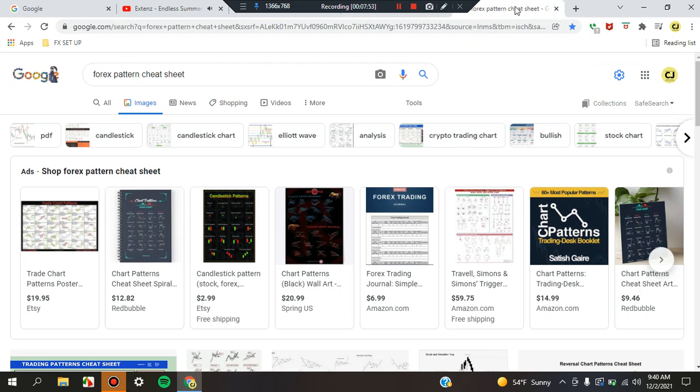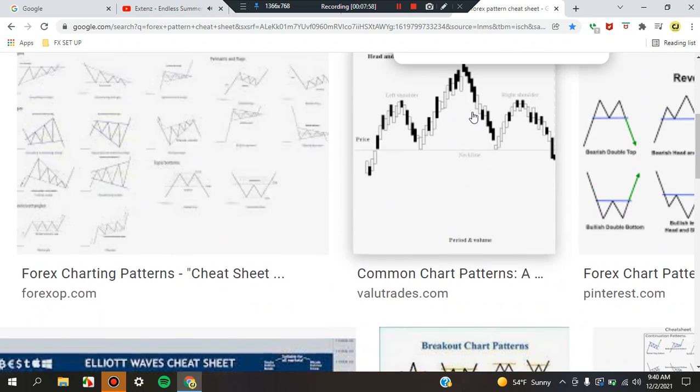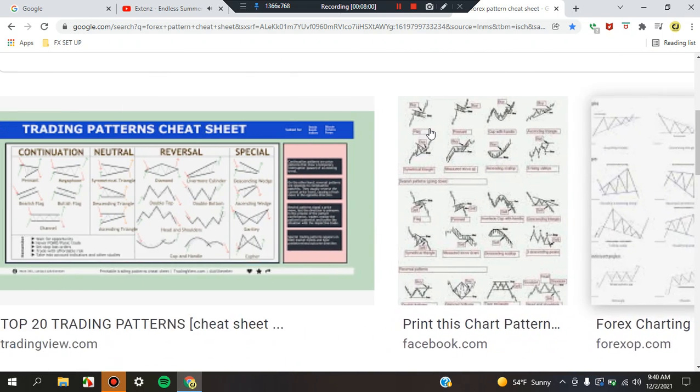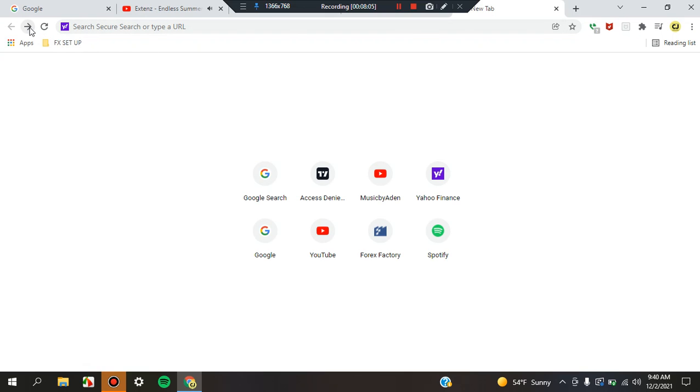Very important information, guys. Please review the Forex pattern cheat sheet. Very important information to understand structure and patterns in the market. When you identify structures and patterns in the market, it'll be easier for you guys to trade.